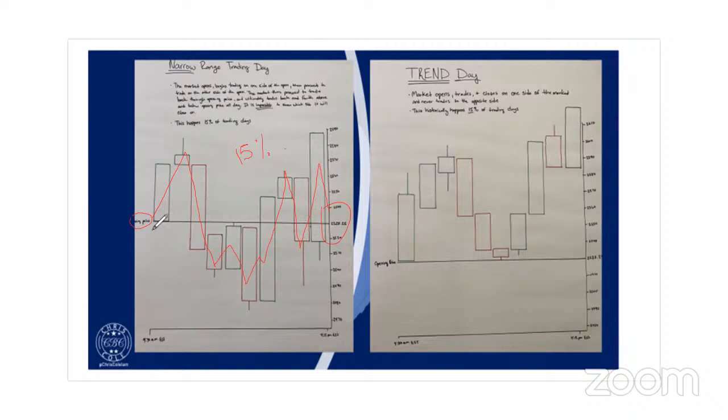15% of the time, the market is going to make an initial move up or down, reverse its initial direction, reverse its second direction, and ultimately do what? Close somewhere around where it opened, okay? Ultimately closing somewhere around where it opened. This happens 15% of trading days.